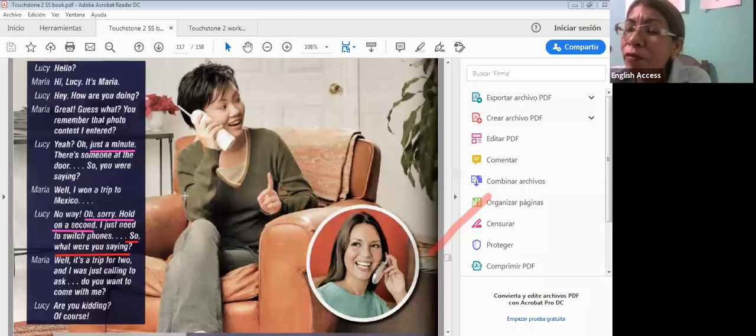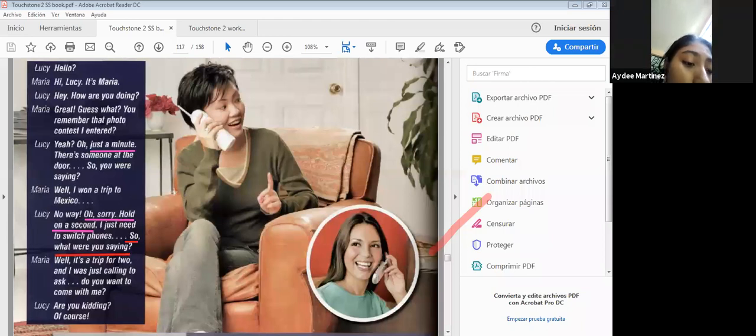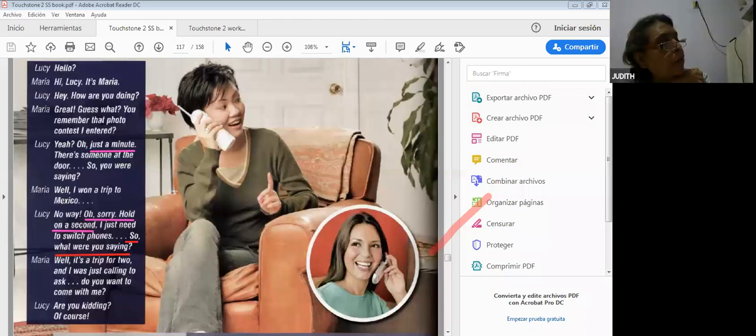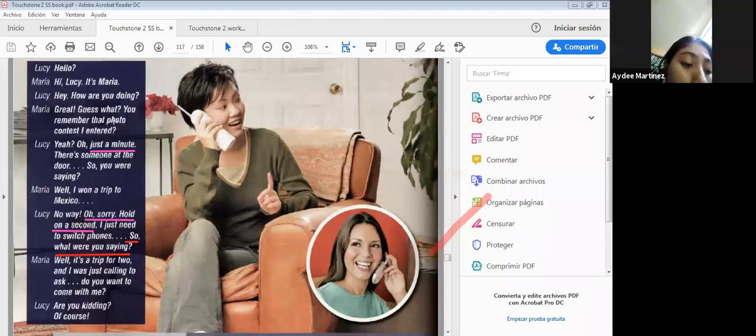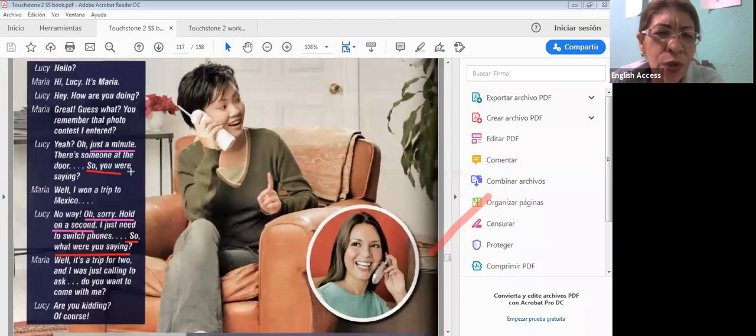Let's pay attention to the first interruption. She's saying, oh, just a minute. And then she comes back. What does she say? There's someone at the door. And then: So you were saying? Yes, that is the expression. So you were saying? Okay, so these are the expressions that she's using.